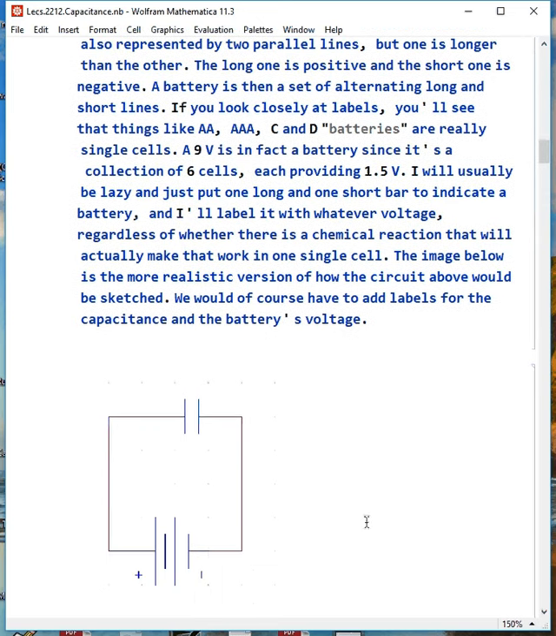Usually I'm going to be lazy and just put one short line, one long line, and whatever number I want for voltage, whether there's an actual chemical reaction that will give us that voltage or not. That's not really important for us since we don't design batteries for a living. So the picture above would look like this in a more realistic setting, where we have a capacitor here, battery here.